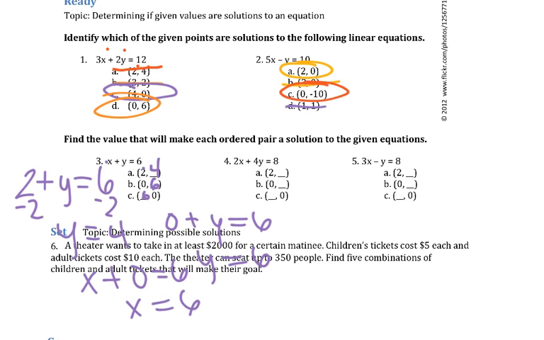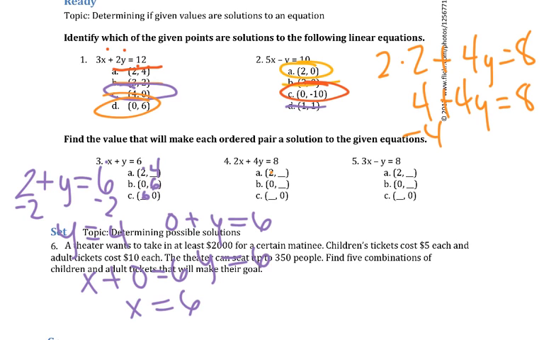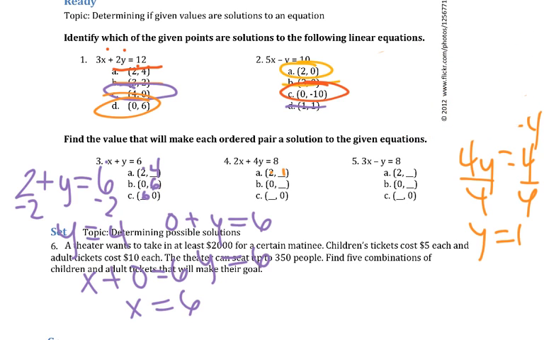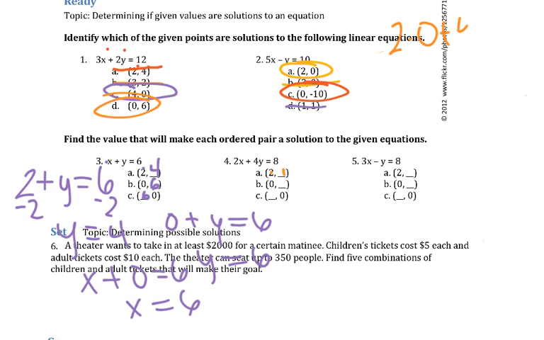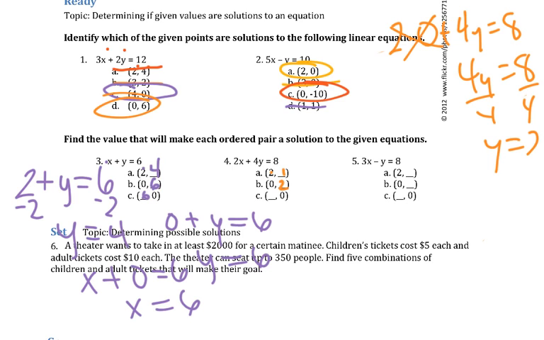Okay, so number 4, same idea, 2 times x plus 4 times y equals 8, and we want 2, so 2 times 2 is 4, plus 4y equals 8, subtract 4 from both sides, we have 4y equals 4, divide by 4, so y would equal 1. So we'd have the point 2, 1. Then we do zeros for x's and zeros for y in B and C. So I'd go 2 times 0 plus 4y equals 8. That would become 0, so we'd have 4y equals 8, divide by 4, and y would equal 2. So I'd have 0, 2.